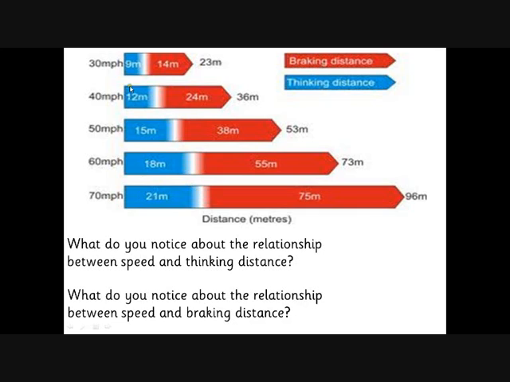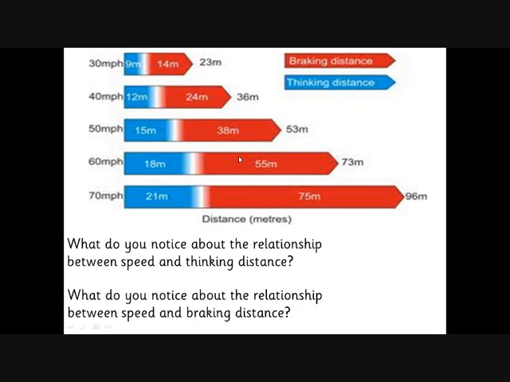If we're looking for a pattern, you'll notice that the thinking distance has got a nice simple pattern because it just goes 9, 12, 15, 18, 21. So what we can say is that the thinking distance is proportional to the speed. But if we look at braking distance, the braking distance at 30 miles an hour is 14 meters, but by the time we've got to 60 miles an hour, twice as fast, it's basically 4 times the distance at 55 meters. So the thinking distance is proportional to the velocity, but actually the braking distance goes up much quicker.